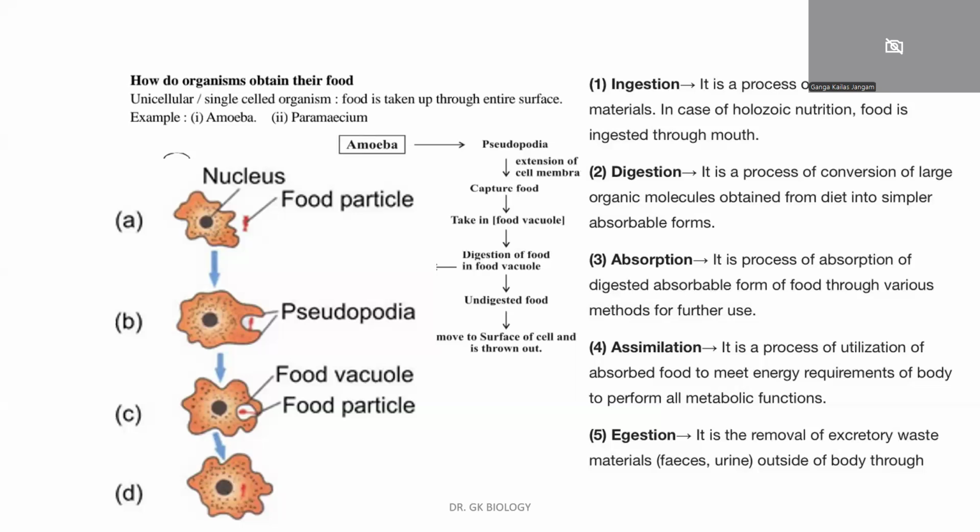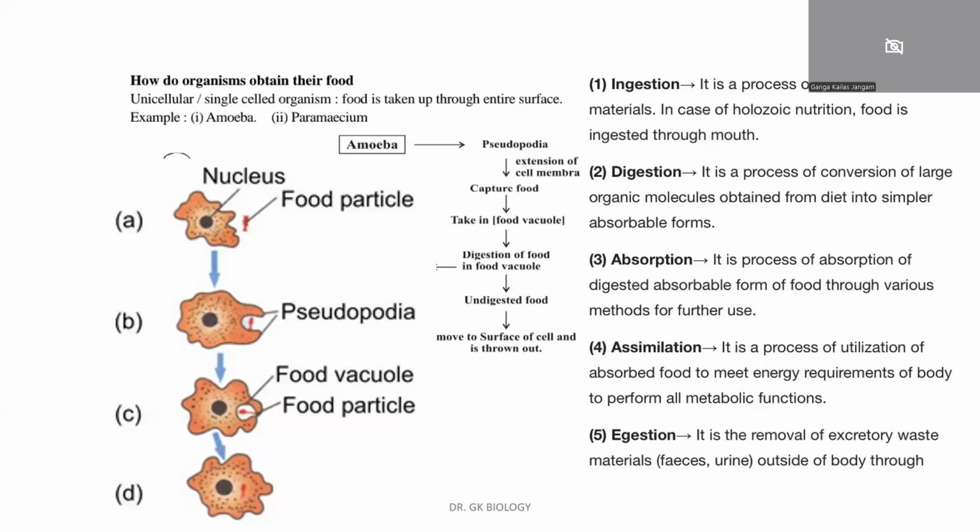Now we are going to learn how this breakdown happens. The digestion of food happens inside the food vacuole. Here you have to remember one thing: they don't have a stomach or any other organ to digest the food. But we can see some digestive enzymes in the food vacuole, which help to break down the complex substances into simple ones. Later, absorption takes place.